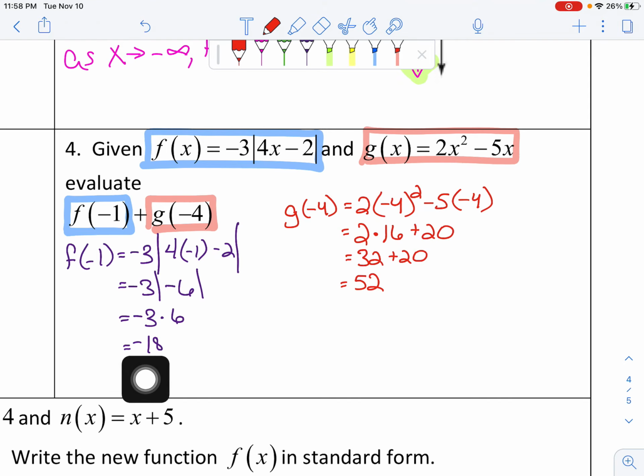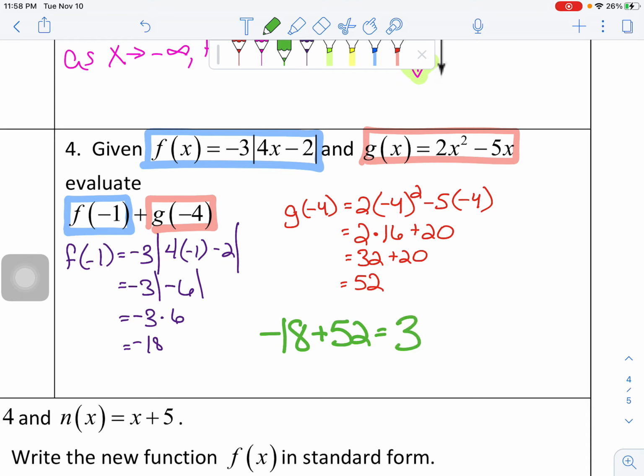Okay. So now that I have what f of negative 1 is, and I know what g of negative 4 is, I can take these answers and add them together. So negative 18 plus 52 is equal to just something that's not going to happen in my head. So I have a calculator sitting next to me, so I just typed it in, and I got 34 as my final answer.